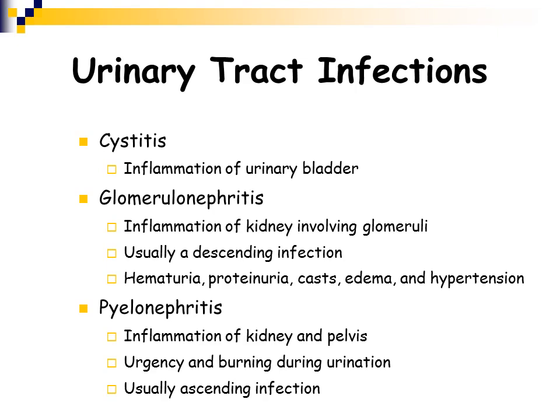You can also find hematuria, or blood in the urine, proteinuria, protein in the urine, and casts. A lot of the time you'll see casts in the urine. You'll see edema, swelling, fluid buildup, and high blood pressure. You can also get pyelonephritis. This is inflammation of the kidney and the pelvis. This usually causes symptoms such as urgency and burning during urination, and this is usually an ascending infection.